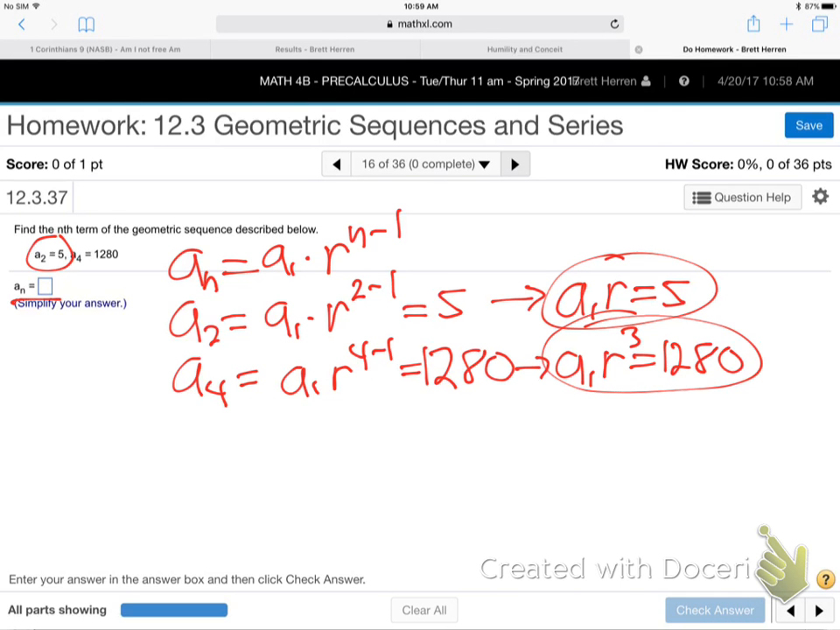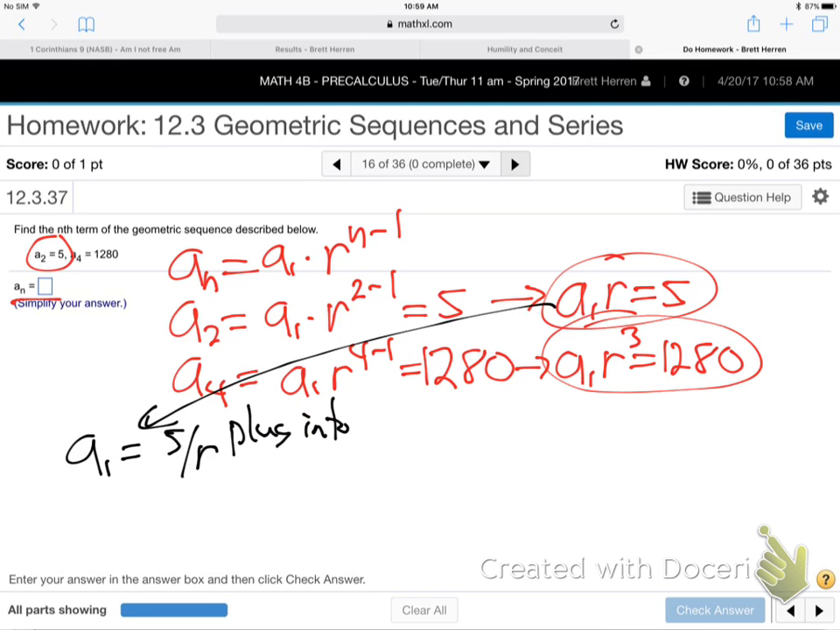You could do substitution. Yeah. You could, like plug in for r or a1. Yeah, that's a good idea. Let's do that. I was just going to divide them, which would work too. But anyway, I like your idea. So let's do that. So a1 is 5 over r. Just take that first one and solve for a1, right? And then plug into the other. Good idea. We're doing the substitution method, right?